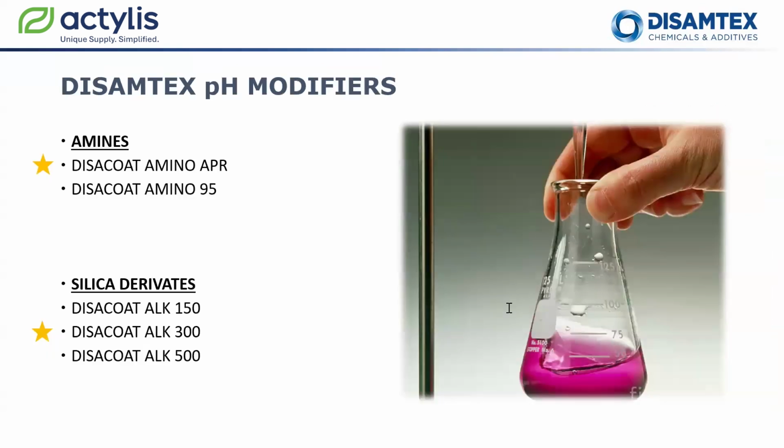Disamtex will offer two types of alkalizing agents, those with an organic amine base and those with an inorganic silica base. So Amino APR and ALK 300 are the great players in this game, each representing one of the two types, the amine family and the silica-based family.